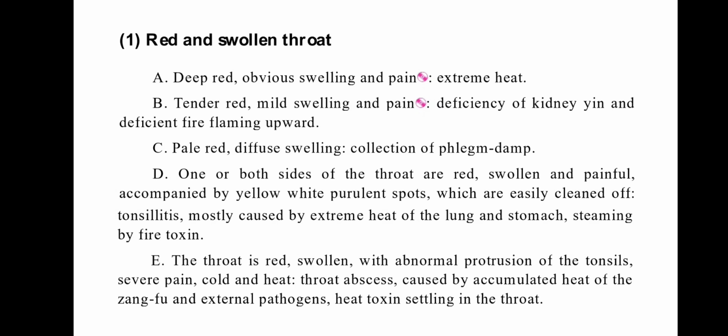If one or both sides of the throat are red, swollen, and painful, accompanied by yellow-white purulent spots which are easily cleaned off, that's tonsillitis, mostly caused by extreme heat of the lung and stomach, stemming from fire toxin. If the throat is red, swollen with abnormal protrusion of the tonsils, with severe pain with cold and heat, that's throat abscess caused by accumulated heat of the zangfu and external pathogens, with heat toxin settling in the throat.